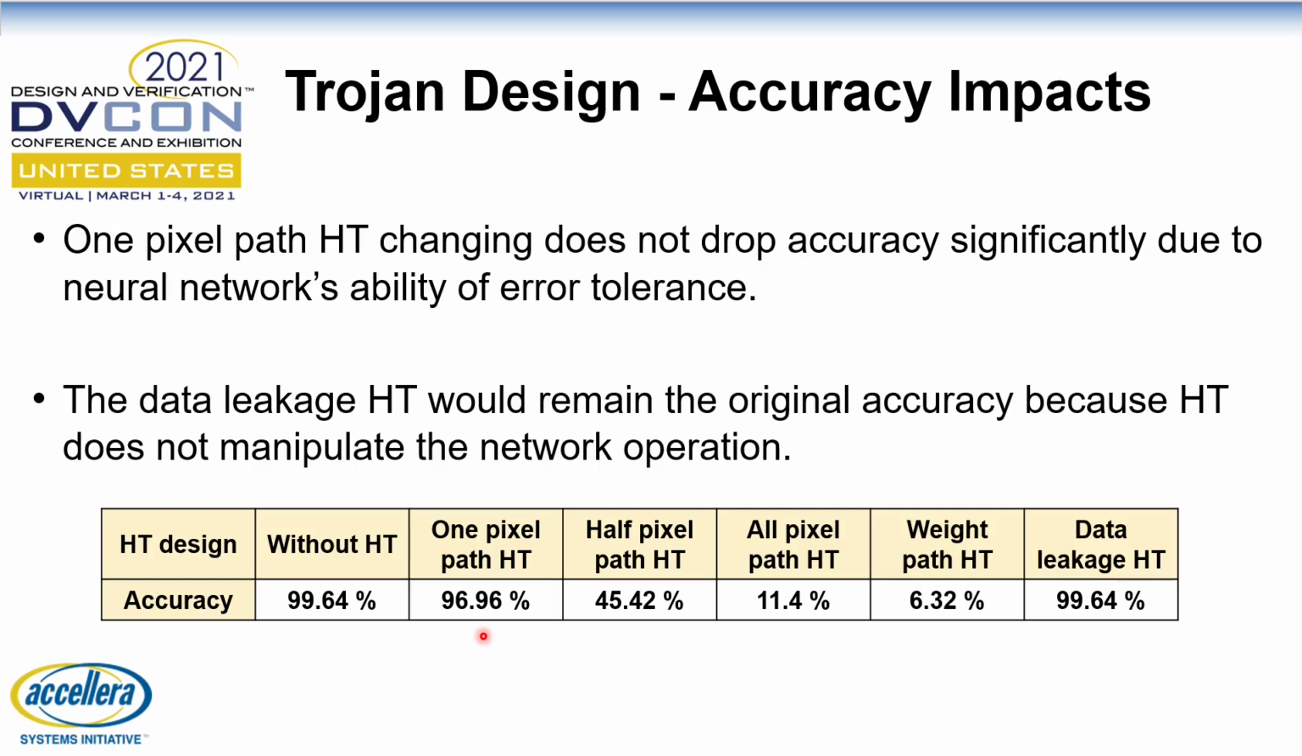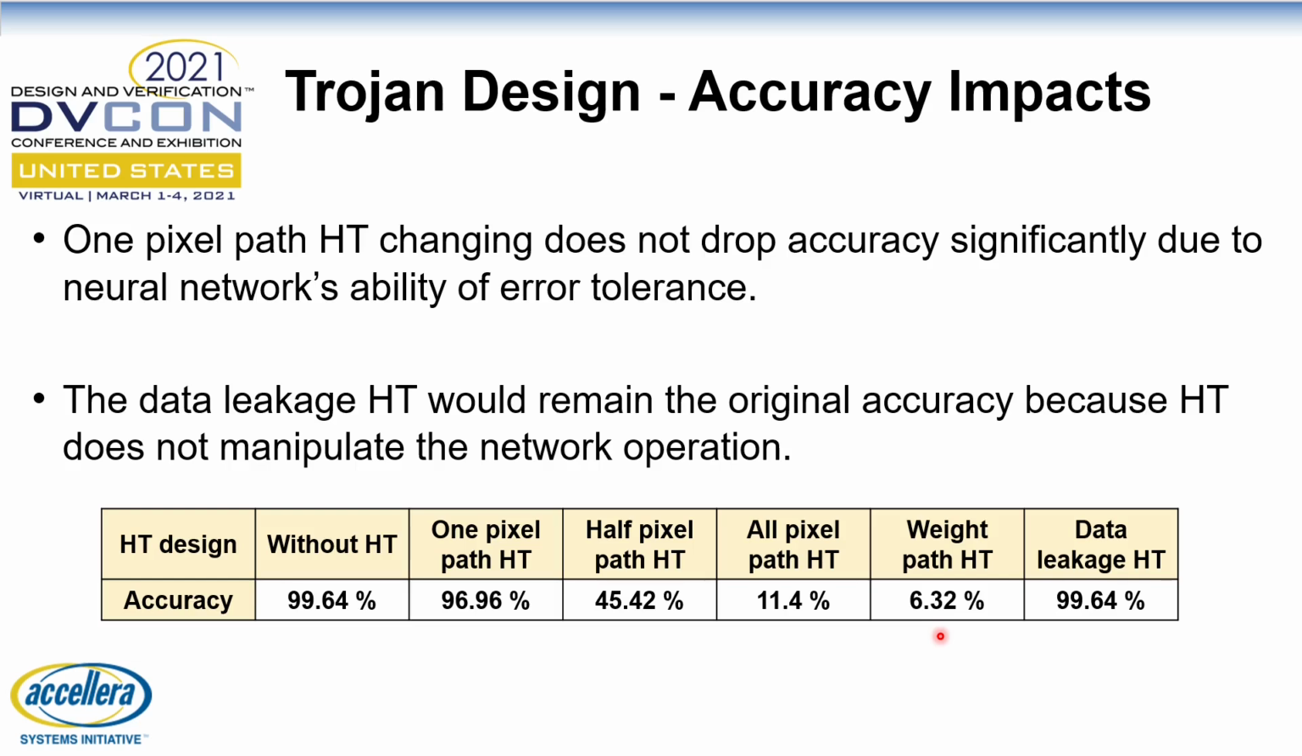However, error tolerance is limited. The decline of accuracy is proportional to the number of data paths that are influenced by the Trojan. Because more pixel paths will change, the proportion of correct data will decrease. We can also observe that the Trojan that changes weight and bias data paths, meaning using arbitrary values as weight and bias to do classification, has its classification accuracy dropped significantly to around 6%.